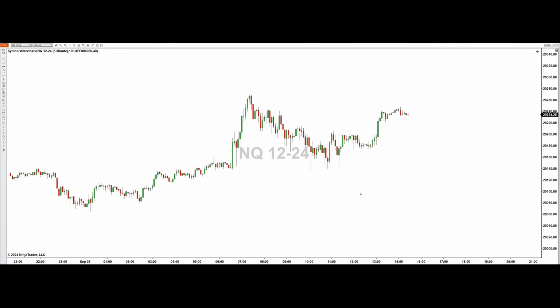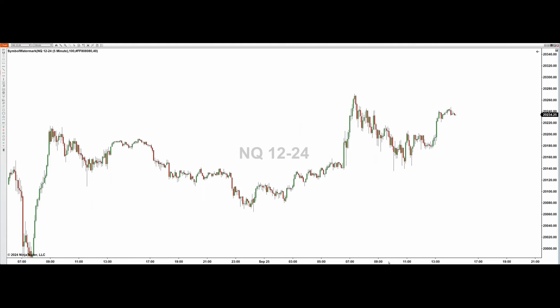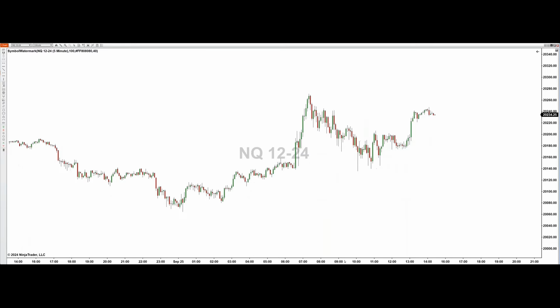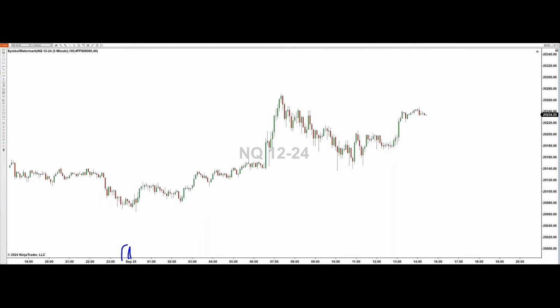Let's go to a chart here and just take a look at a couple things. All right, so no indicators, no nothing. So this happens to be the NQ on a 5-minute time frame. Here's the start of the 25th, which is today. And here's where the market basically opens up here in the US.